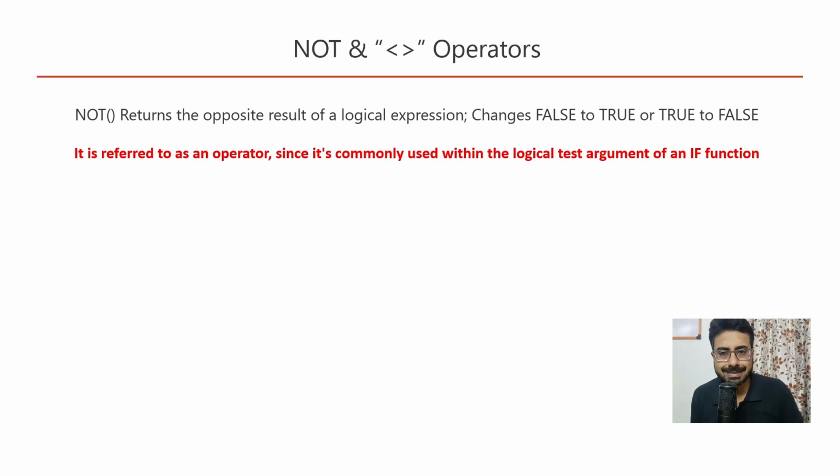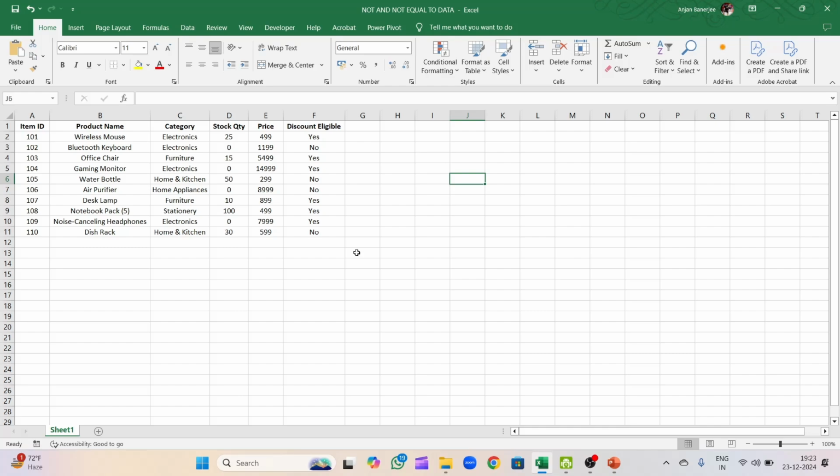Now let's see how this works with the help of some data. Okay, now here you can see that we have got a basic data of some products, their category, and the stock quantity of each of those products. Okay, very basic data. We have around 10 products lined up, and we will see how we could use the NOT or not equal to function.